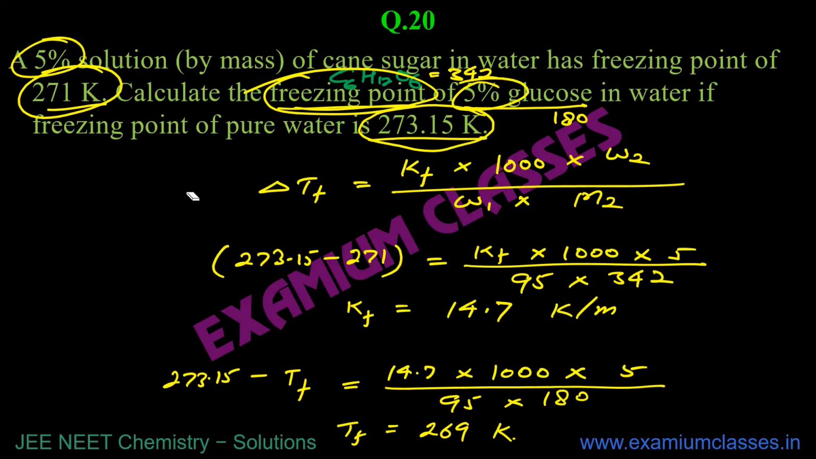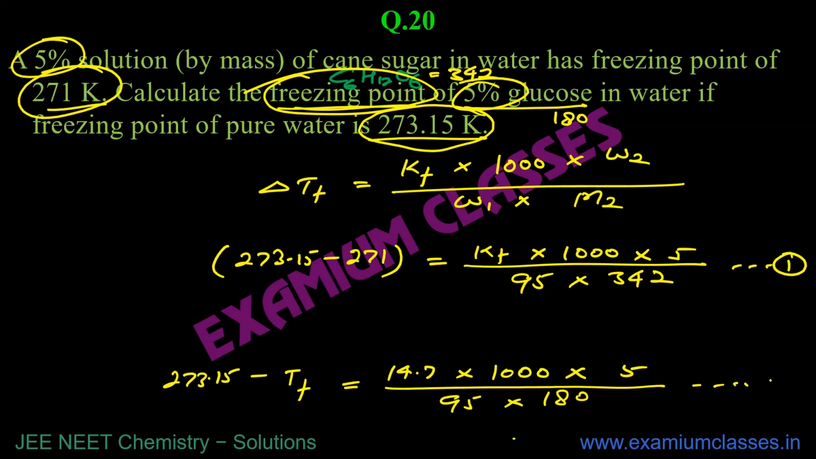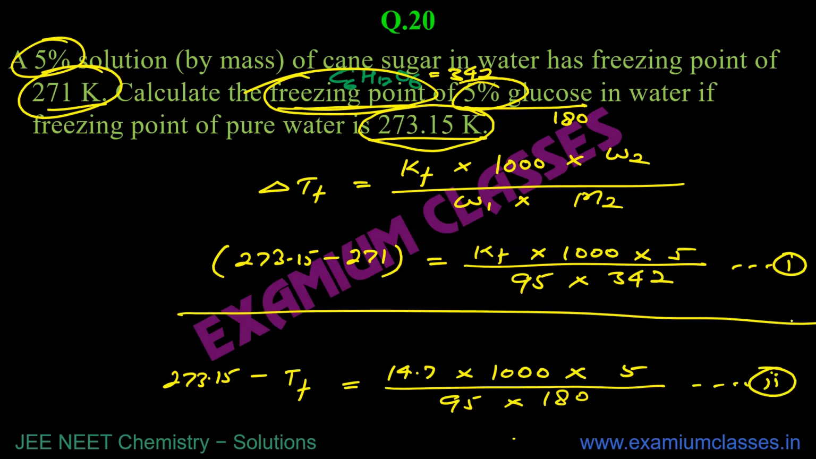Now, same question, but without calculating the value of KF and making the calculation simpler. What you can do, you can leave it as it is and form this equation. Say this one is first equation, this one is second equation. Now, if you divide these two equations, KF will get cancelled, 1000, 5, 95, 95, everything will get cancelled.